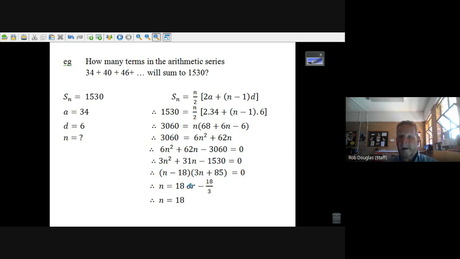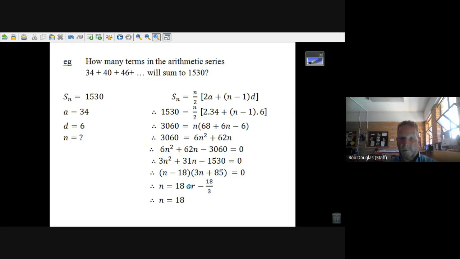Now you probably don't know your times tables up to 1,530, so you're going to have trouble factoring this. If you put this in the quadratic formula, negative b plus or minus the square root of b squared minus 4ac, your calculator will give you two answers. One will be 18, and the other will be minus 85 over 3. The only one that makes sense in an arithmetic series is an integer, so n must be 18. So just use the quadratic formula here, and you'll find that n is 18.